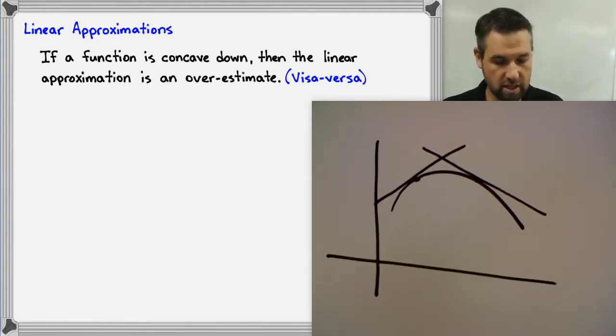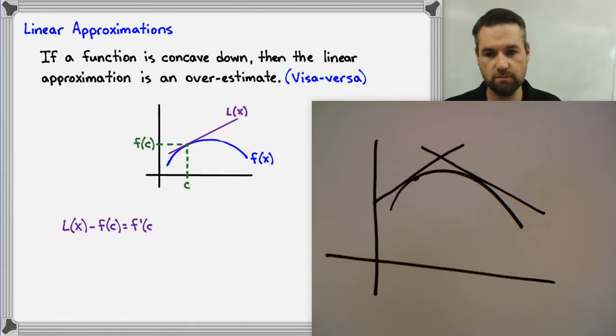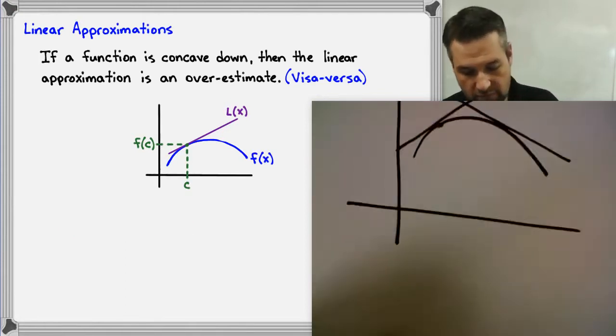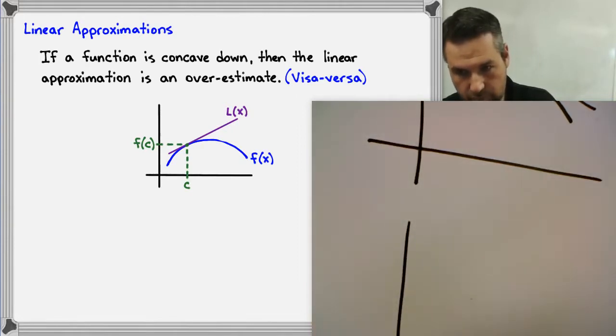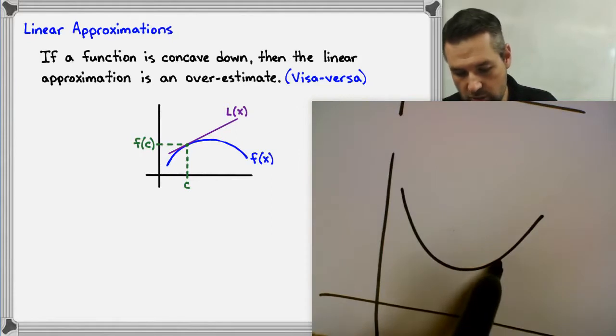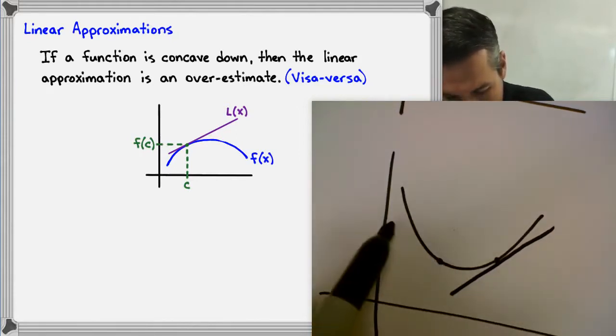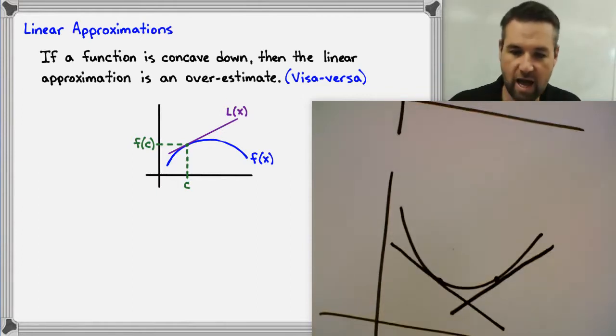Conversely, we would say that if the function is concave up, something like this, you can see that no matter where you put the tangent line on this function, the tangent line will always be below the actual value.